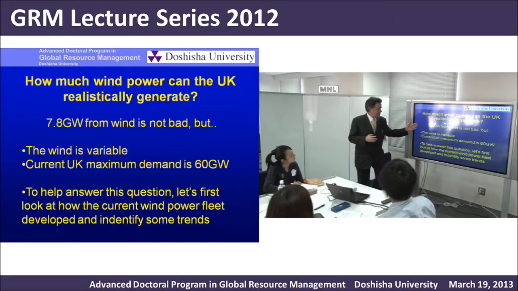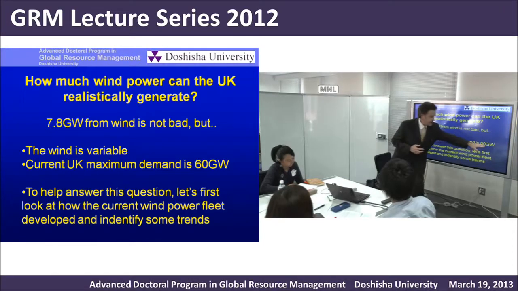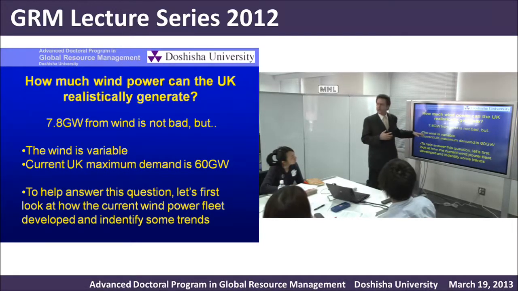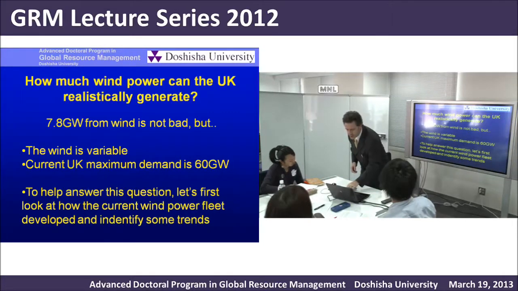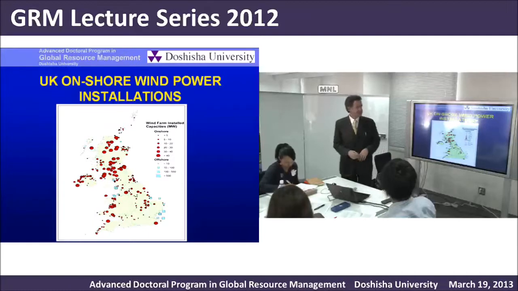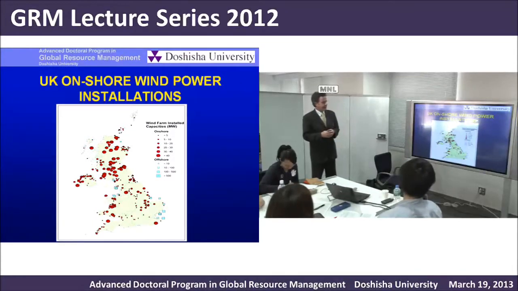So how do we make that bigger? We've got to meet the 60 gigawatts, and how do we address the issue of the fluctuation in wind generation? Let's have a look at what we have.